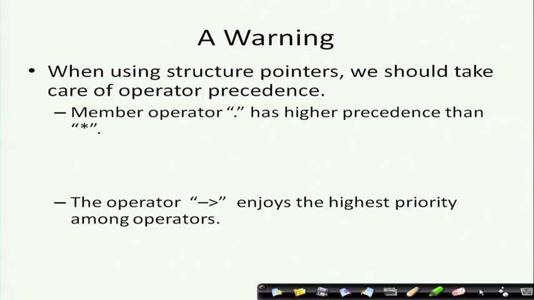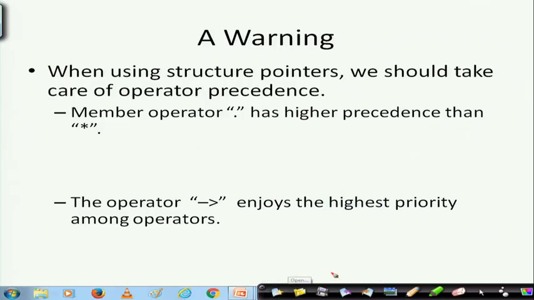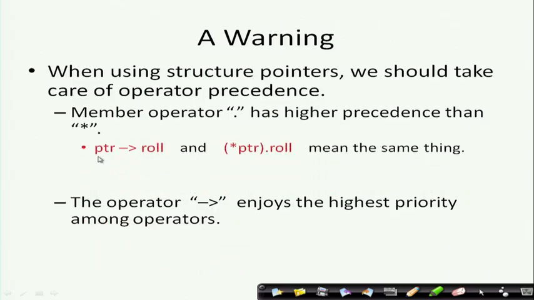Now, one warning is there that when using structure pointers, we should take care of the operator precedence, because here we have seen the star symbol as well as the dot symbol. Now, this dot has a higher precedence than star. What does it mean? It means that if I have something like PTR dot role, and star PTR dot role, what will happen? This dot has a higher precedence. So, these two are the same thing.